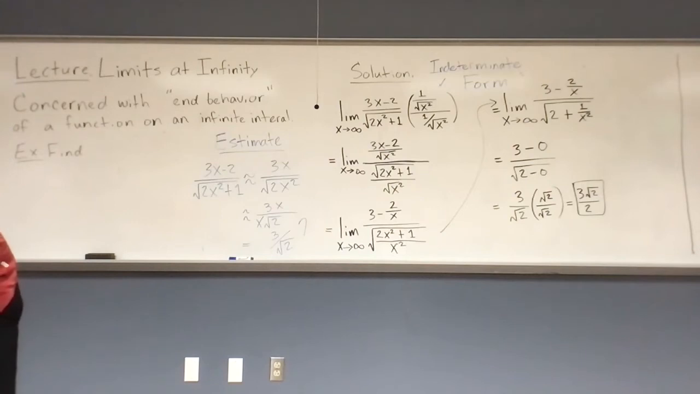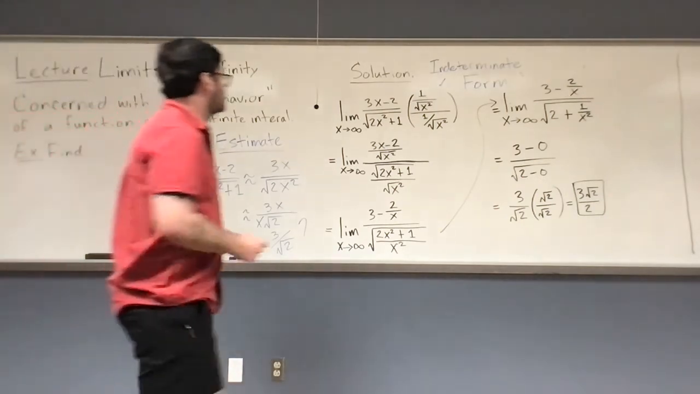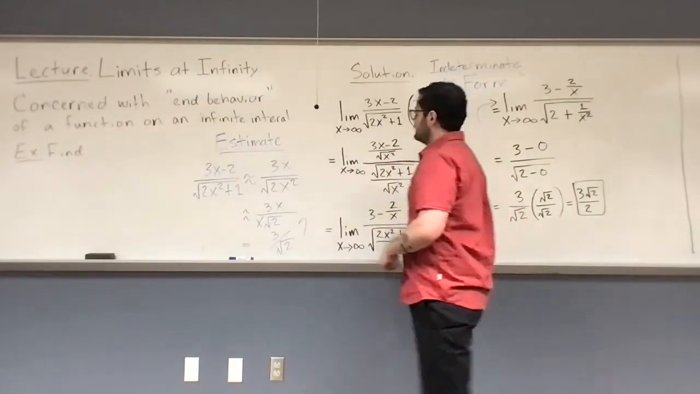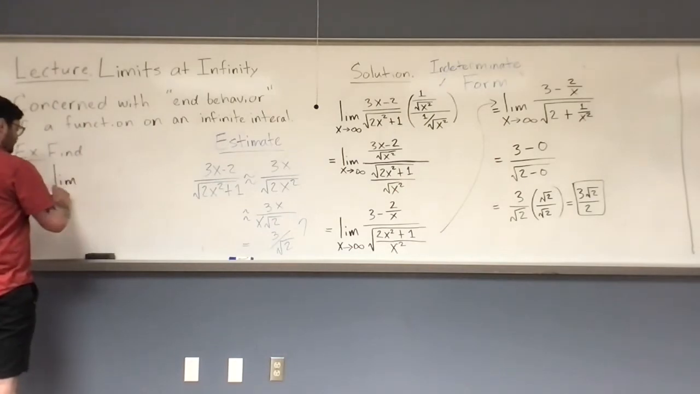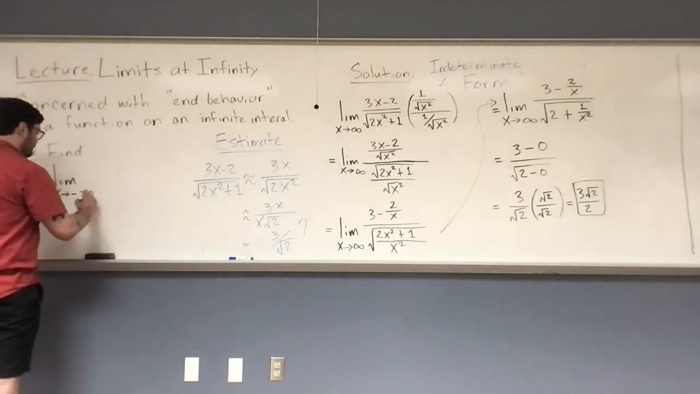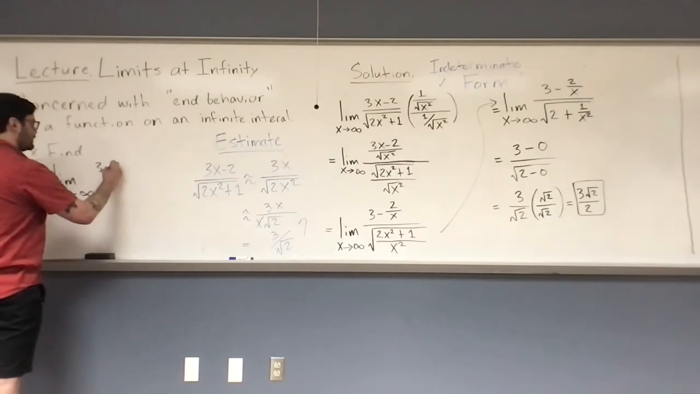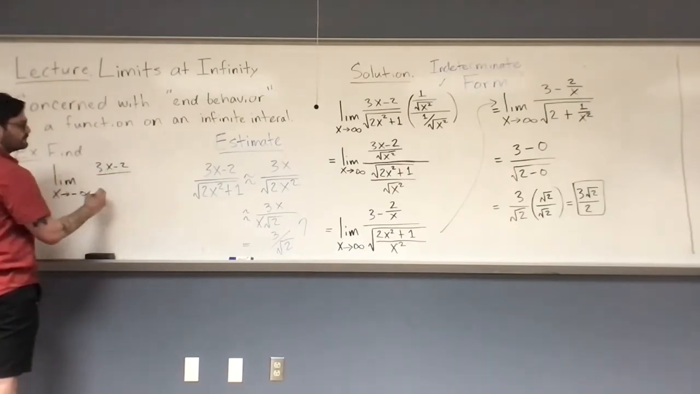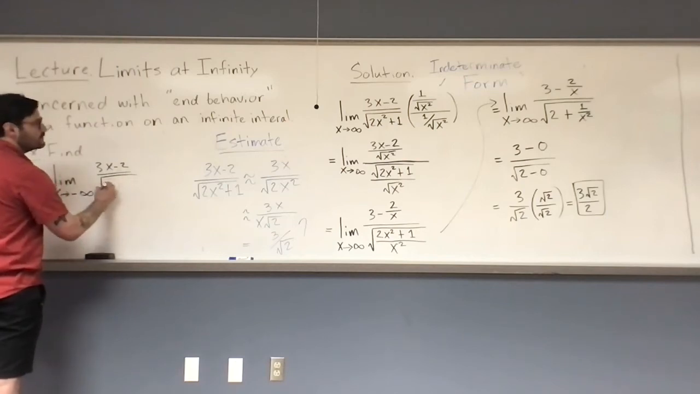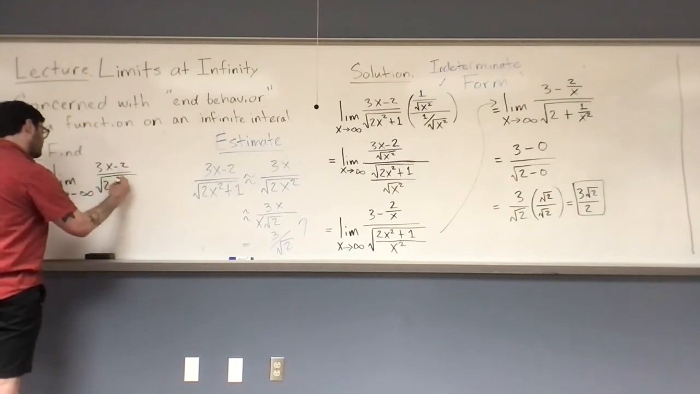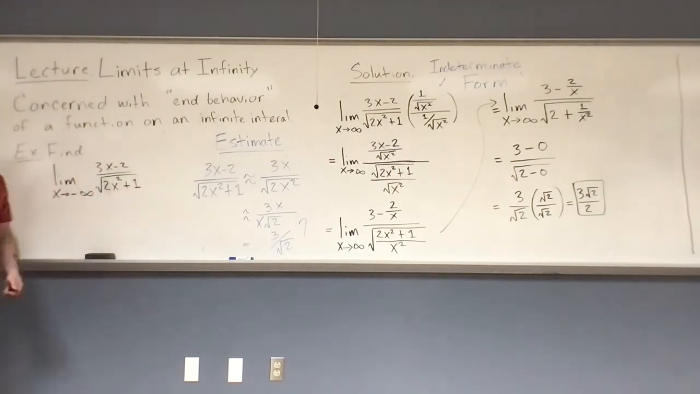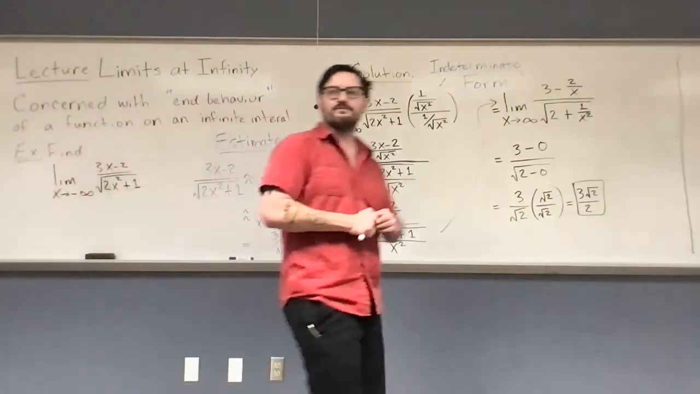Okay. So, by the way, I should mention that, what about this? Are we allowed to look at this limit? So as x goes to negative infinity of 3x minus 2 over root 2x squared plus 1. What is that going to be? Can we just think about it for a second? I don't want to work it all out, but can we think about it?